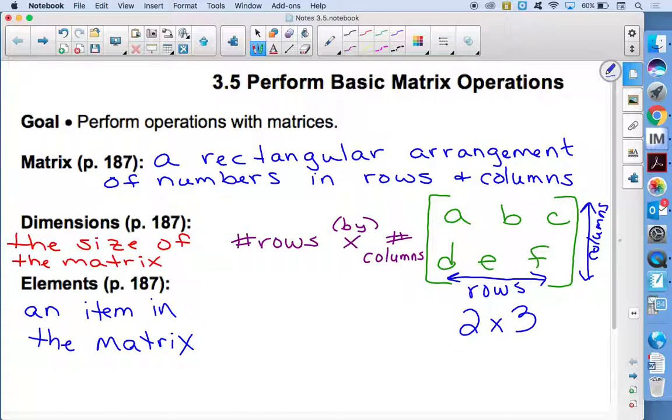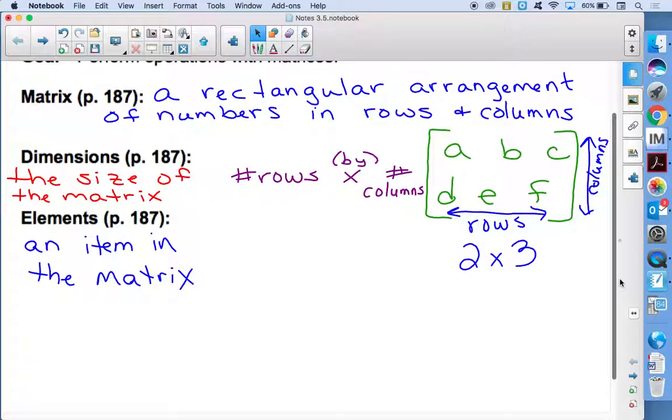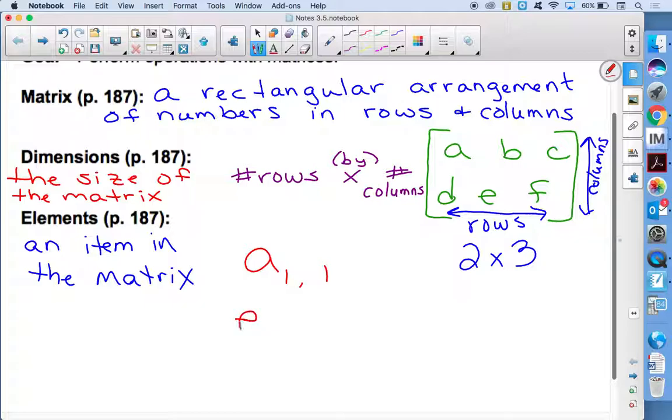So you will see each element labeled with a position. A would have position 1, 1, because it's the first row in the first column. If I had E, E would have position 2, 2, because it's in the second row of the second column. So you might be asked to locate where a specific number or letter is. They are notated as subscripts, and it tells you the row and then the column. It's always row, column. Questions?